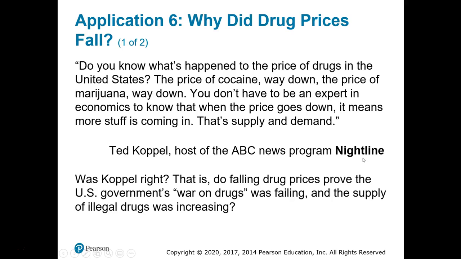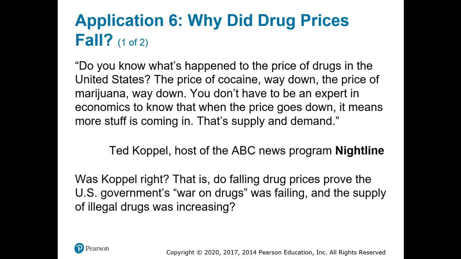Do you know what happens to the price of drugs in the United States? The price of cocaine, way down. The price of marijuana, way down. You don't have to be an expert in economics to know that when the price goes down, it means that more stuff is coming in. That's supply and demand. This came from a newscast by Ted Koppel. He was host of the ABC news program Nightline. You could probably Google this and watch it.